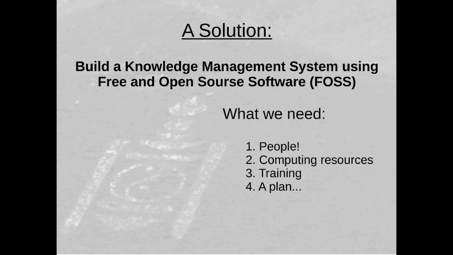Number 3 is really important and often overlooked when budgeting. Training is important in a number of areas, not just how to use the system, how to create content for it, how to expand it, and all the management type things like making sure it's secure and backed up and so forth. And of course, we need a plan.